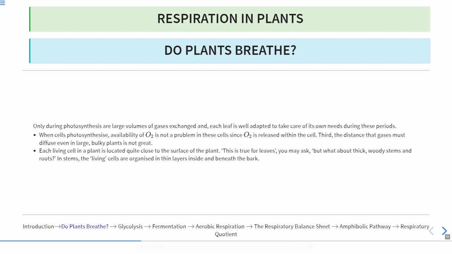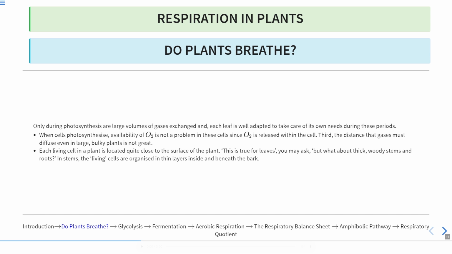Only during photosynthesis are large volumes of gases exchanged. In the process of photosynthesis, a great gaseous exchange takes place. Each leaf is well adapted to take care of its own needs during this period. A lot of carbon dioxide is taken in because carbon dioxide is the raw material for photosynthesis, so it should be available in the proper way. So when cells photosynthesize, availability of O2 is not a problem.